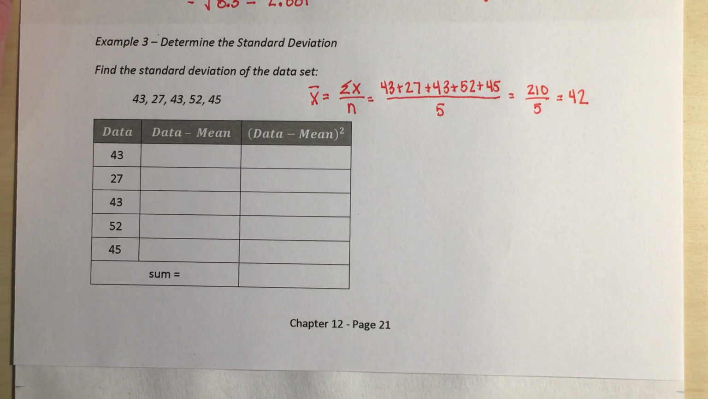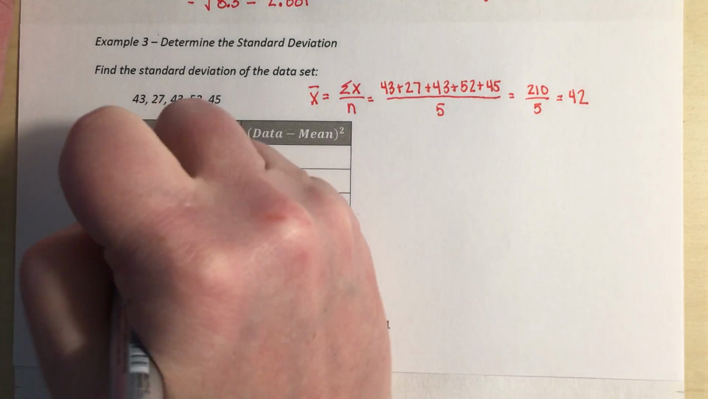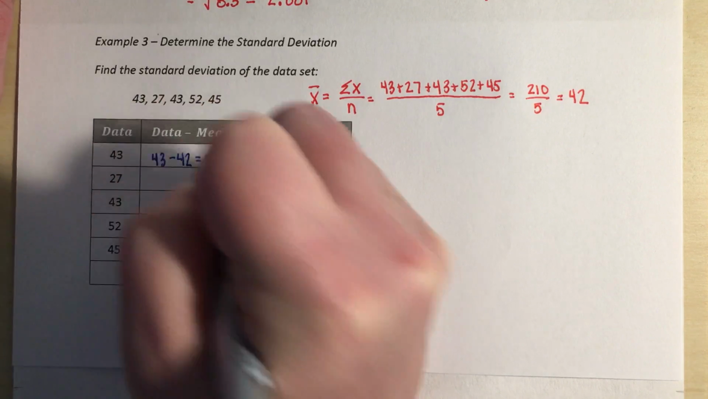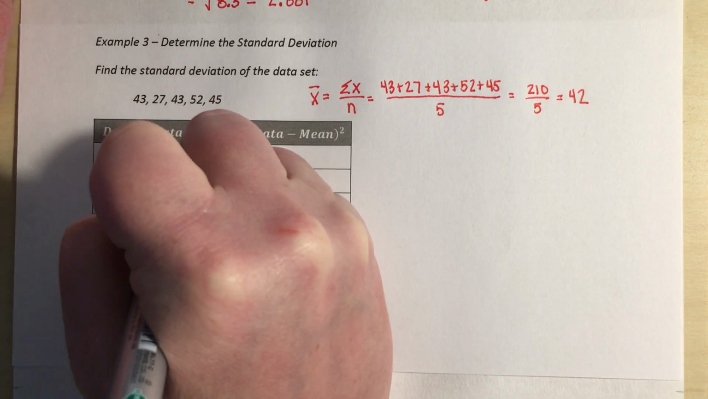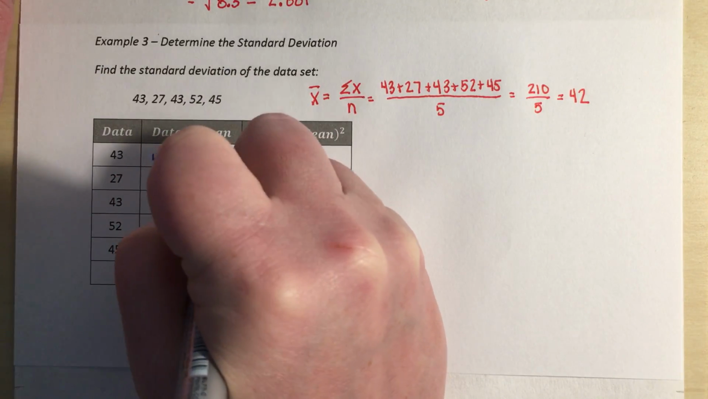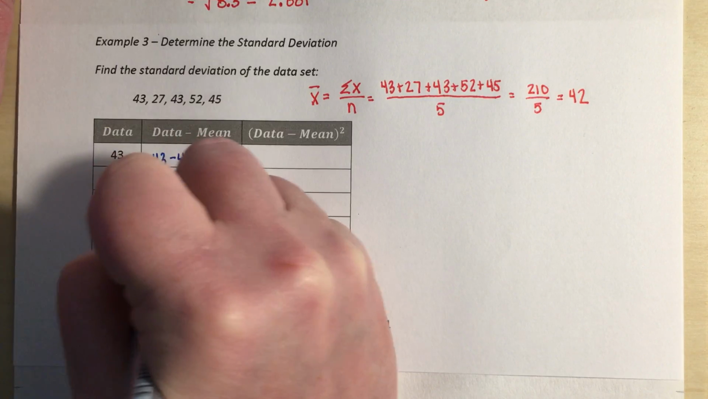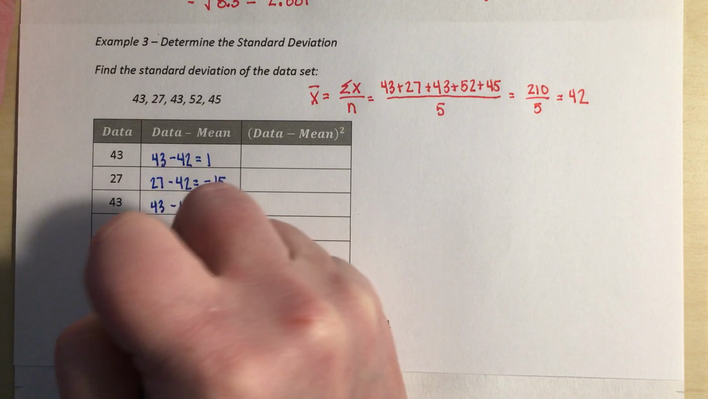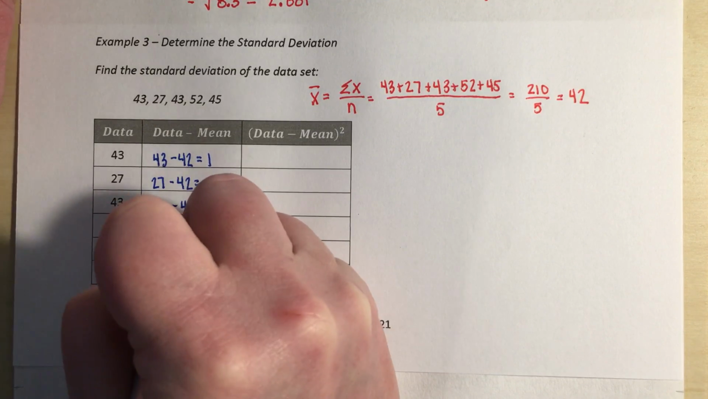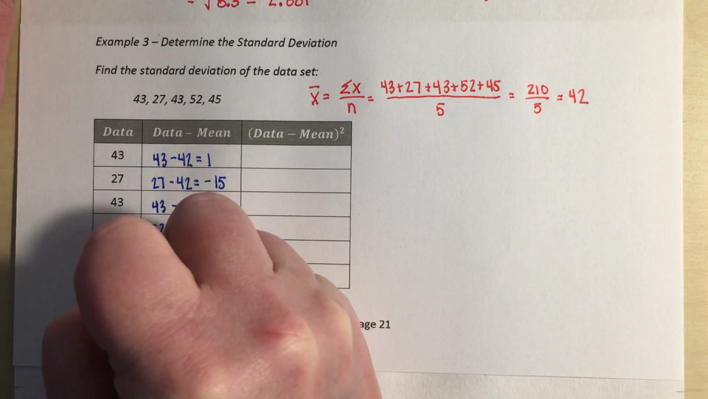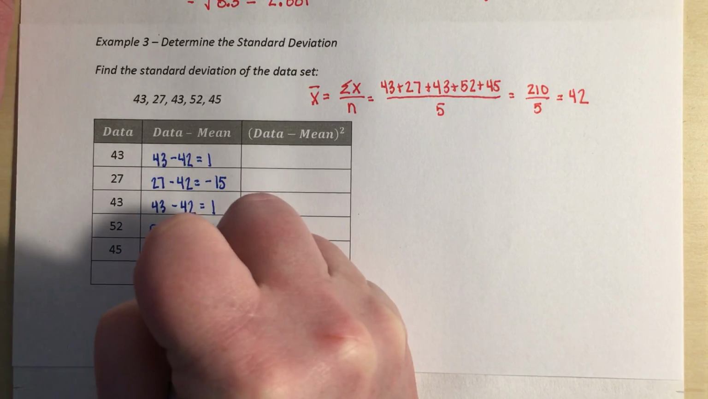So now we're going to use this mean and fill in our table. So our second column, data minus mean. 43 minus 42 equals 1. 27 minus 42 gives us negative 15. 43 minus 42 gives us 1. 52 minus 42 gives us 10. 45 minus 42 gives us 3.